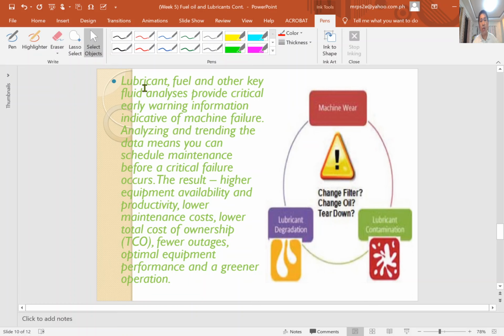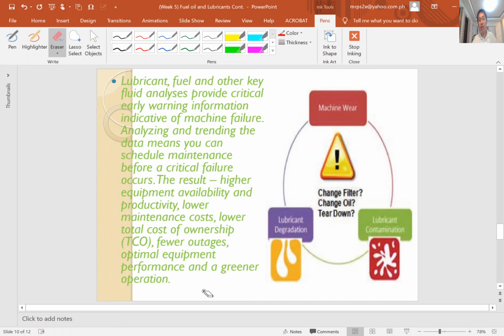So here, lubricant, fuel, and other key fluids analysis provide critical early warning information indicative of a machine failure. Analyzing and trending determines you can schedule maintenance before a critical failure occurs. The result: higher equipment availability and productivity, lower maintenance cost, lower total cost of ownership, fewer outages, optimal equipment performance, and greener operation.